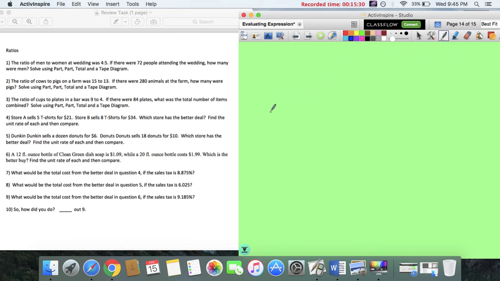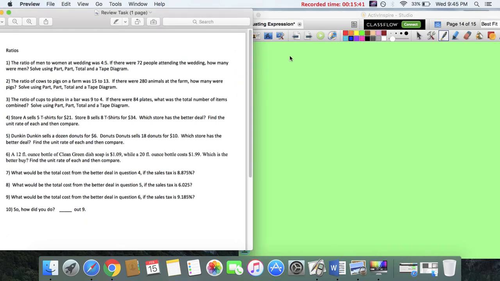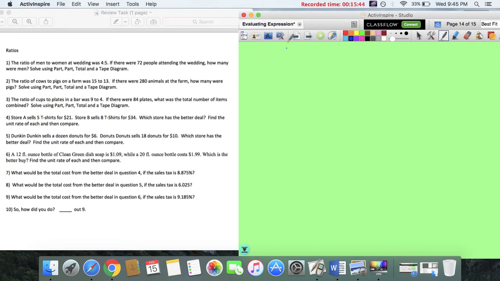Okay, so we're doing a little bit of taxes now. On number 7, it says, what would be the total cost from the better deal in question 4? So let's go back to question 4 and apply the tax. I think store A had the better deal. So you're going to buy the better deal, which was 5 t-shirts, and you're going to pay $21. So the cost of your t-shirts is $21, and we're going to apply some tax, and the tax is 8.875%. So remember what you have to do. Let me write it the other way: 8.875% of 21. That's our tax. We've got to find that out.